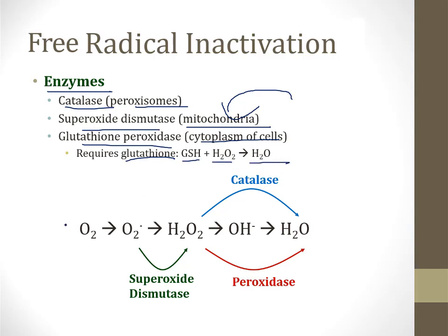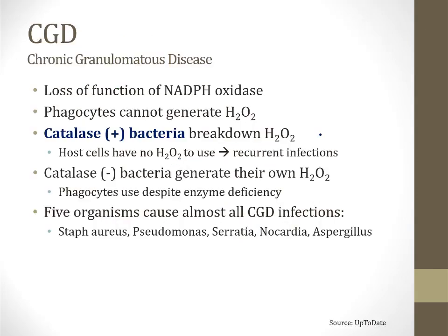And I've shown this at the bottom of the screen. So oxygen can be converted into all of these free radicals, and catalase, peroxidase, and superoxide dismutase all in one way or another help to convert those free radicals into water. There are two super high yield disorders that the boards love to test you on.